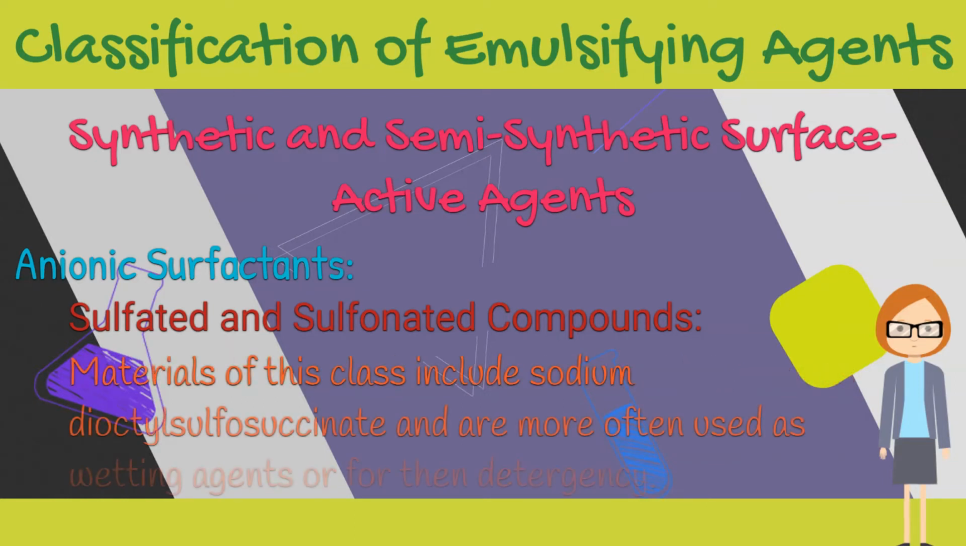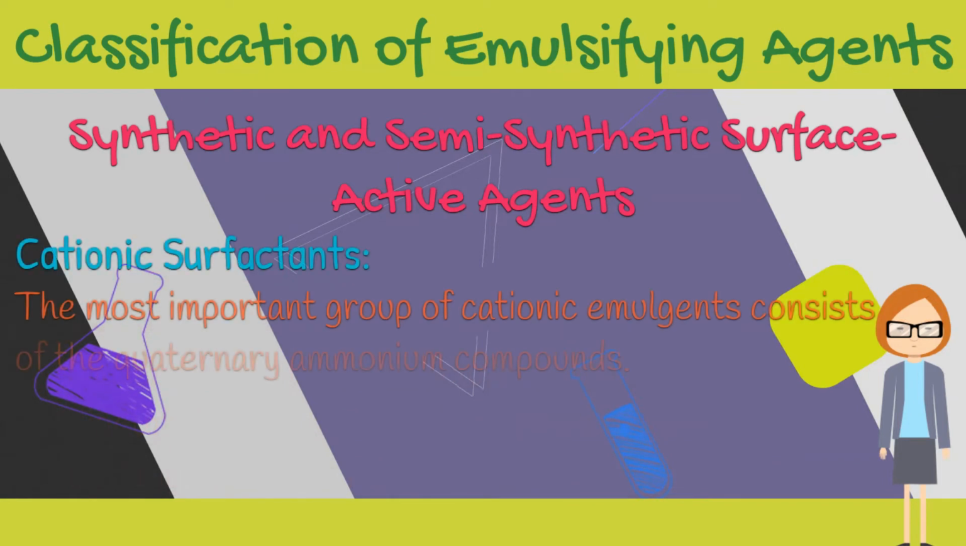Materials of this class include sodium dioctylsulfosuccinate and are more often used as wetting agents or for detergency. The most important group of cationic emulsifiers consists of the quaternary ammonium compounds.